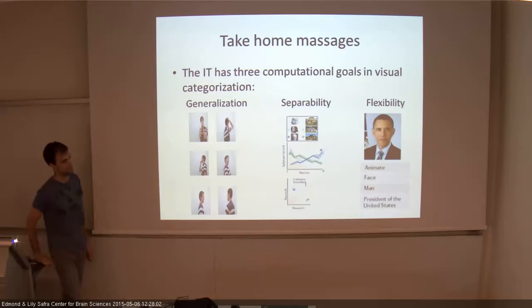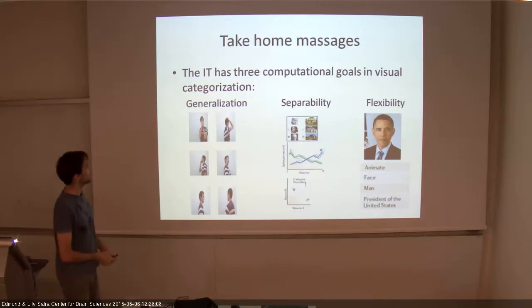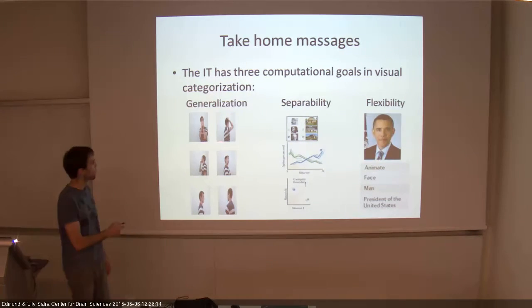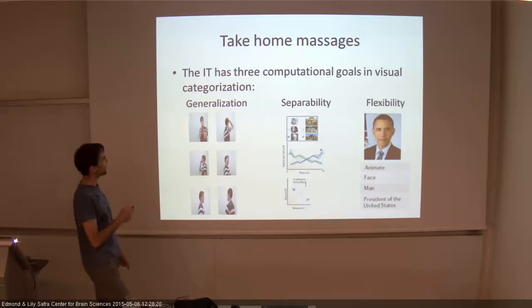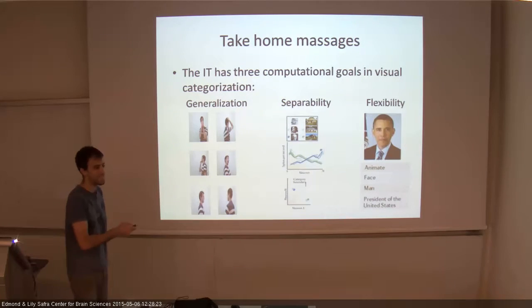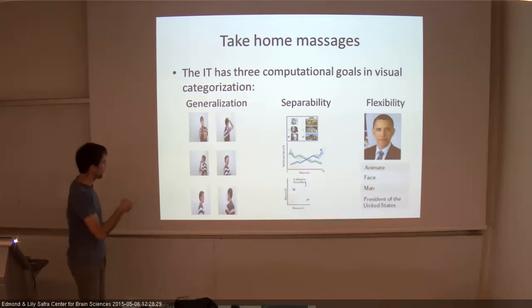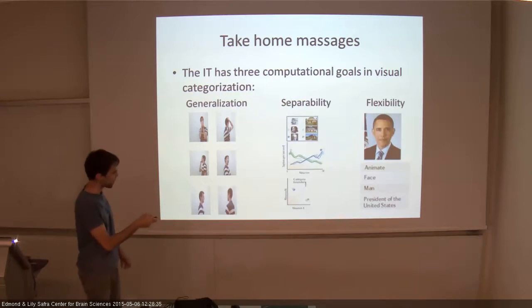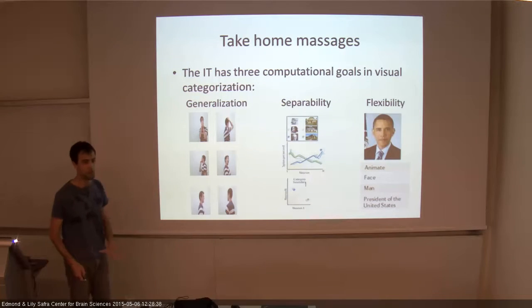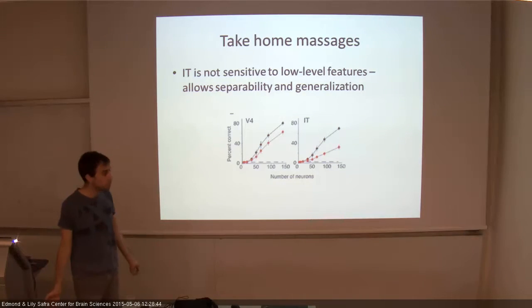And some take-home messages from our presentation. If we think about the three computational goals of visual categorization, the first thing we talked about is generalization: taking those low-level elements and ignoring them in order to create the categories. And separability, the ability to separate between two categories, and of course flexibility, the ability to gain access to categorization in different levels.